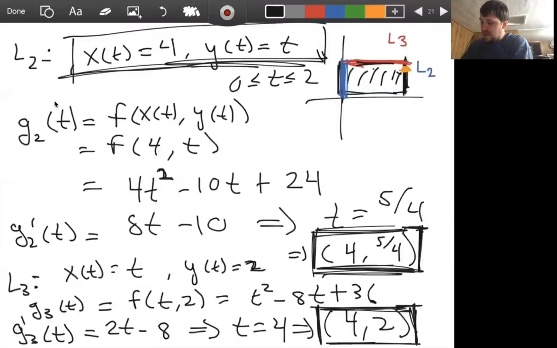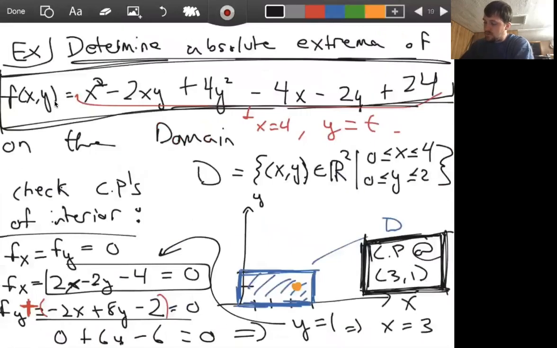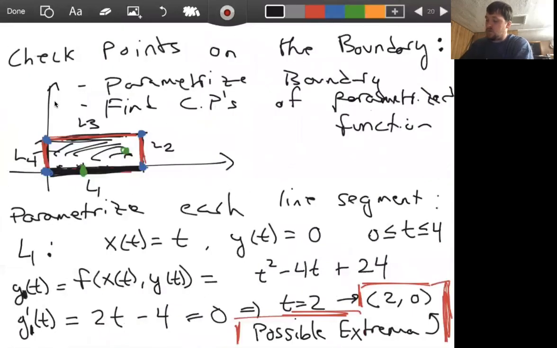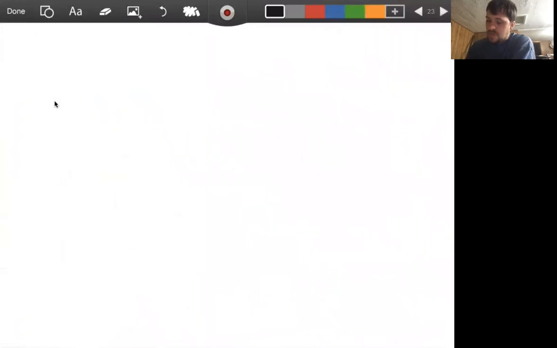Well, let's gather this list of possible points. 3, 1 was a possible point. 2, 0 was a possible point. 4, 5/4 was a possible point. 4, 2 was a possible point, and then all these were, okay? And so to check, you need to plug all these in.